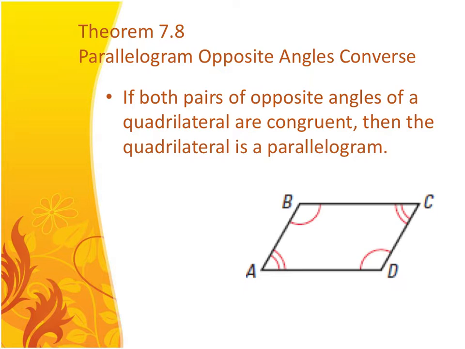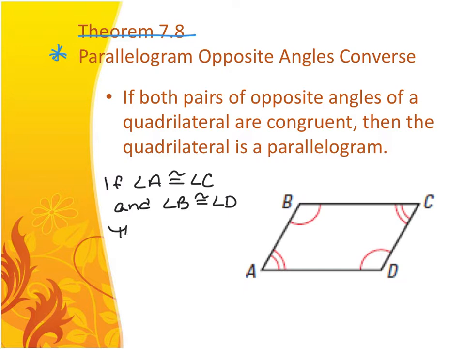Again, do not memorize the number. You can either memorize the name or what it states. And this one states, if both pairs of opposite angles of a quadrilateral are congruent, then the quadrilateral is a parallelogram. So again, based off the picture, you could say if angle A is congruent to angle C and angle B congruent to angle D, then ABCD is a parallelogram.